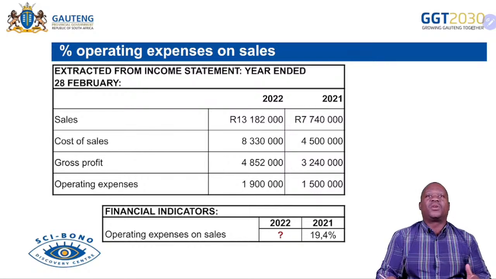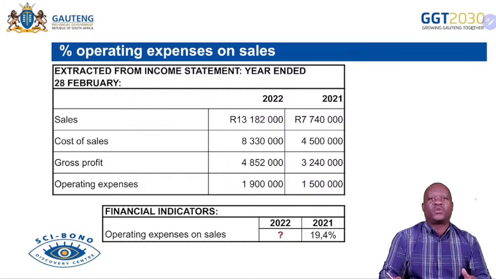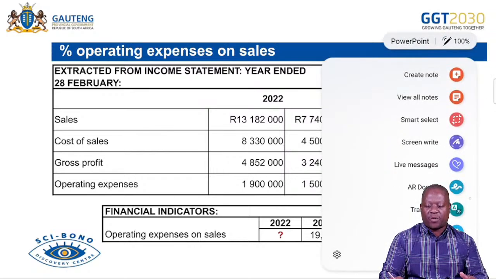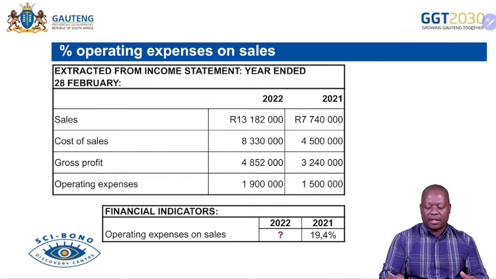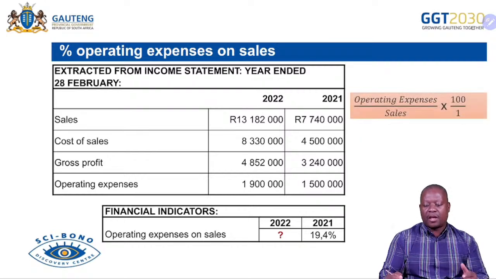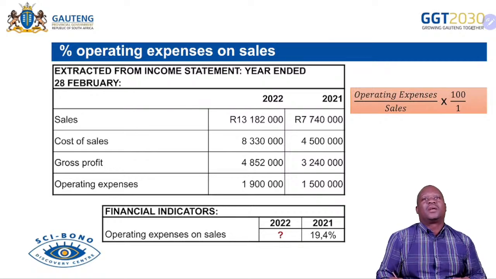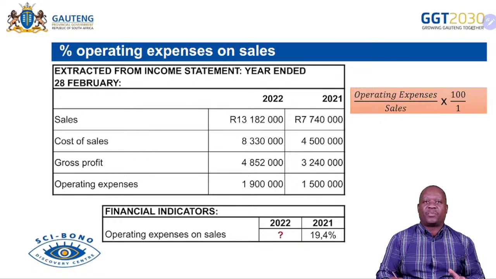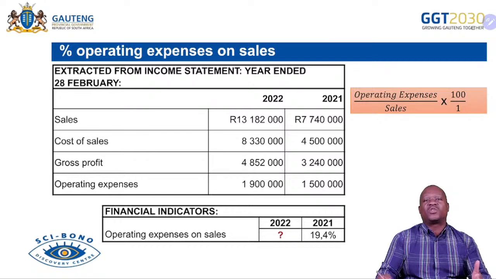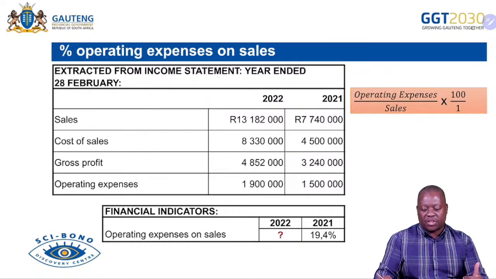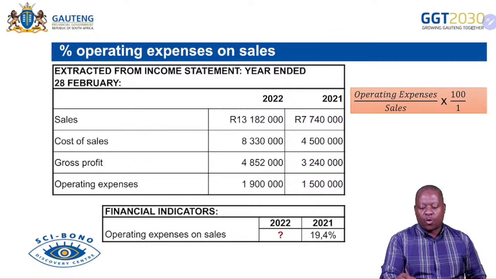Back to operating expenses on sales. The first thing that you need to know is what formula are we going to use? The formula is straightforward. When it comes to this, the formula is going to be operating expenses divided by sales. But remember, our answer is supposed to be a percentage. So we are going to multiply by 100 to make it a percentage.